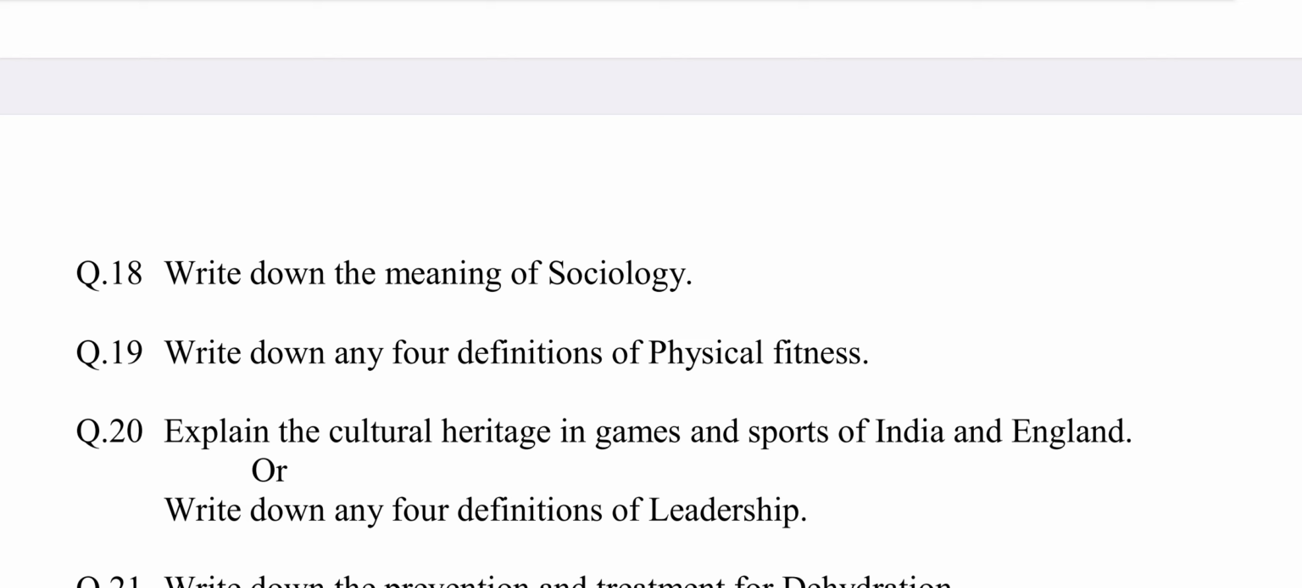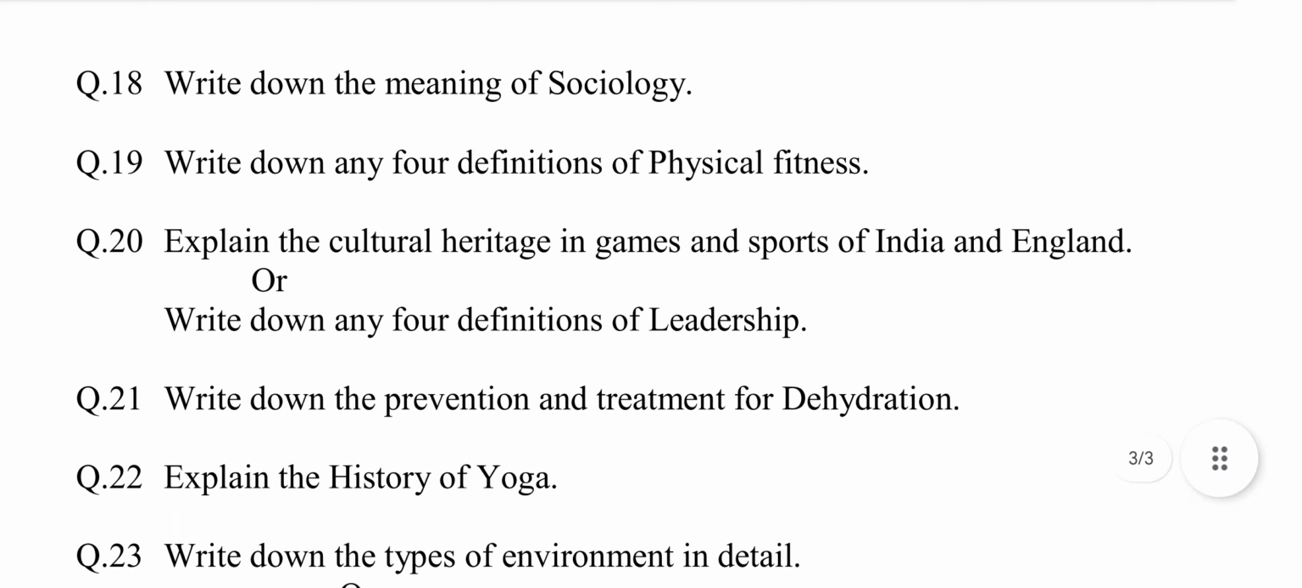Write down the meaning of sociology. This question is related to chapter number 3, sociological aspects of physical education. The answer may be: sociology is the discipline which attempts the scientific study of society. The word sociology has been derived from the Latin words societas and logos, which mean society and science. So the complete word sociology means study of society.